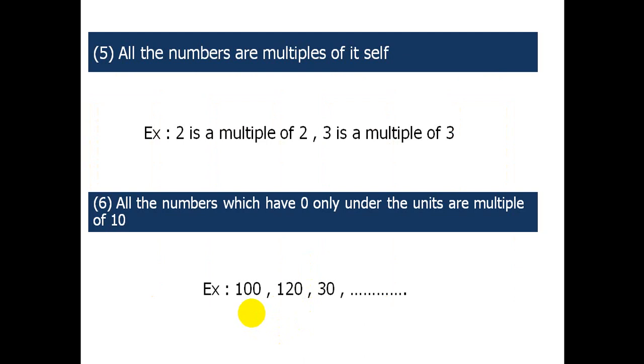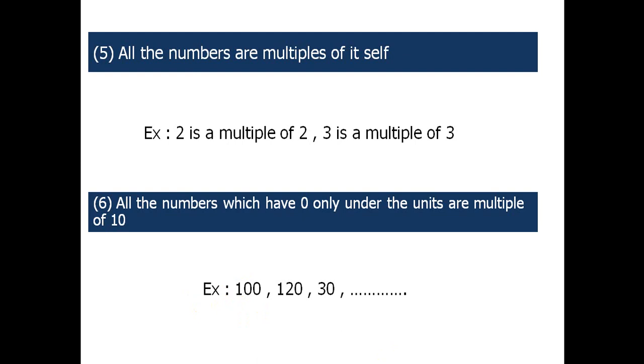Look under the units, the first step. I will look under the units. I have 0, yes, okay, direct. It's a multiple of 10. Okay, what about 120? Again, look under the units. I get 0, yes, so it's a multiple of 10. 130, yes, under the units I have 0. Okay, so it's a multiple of 10.